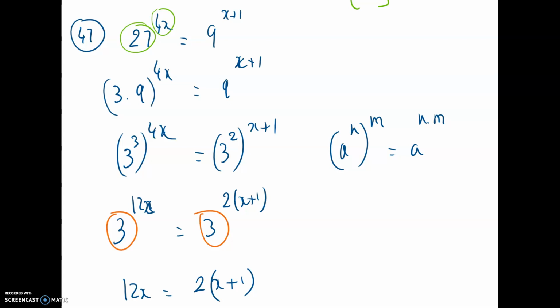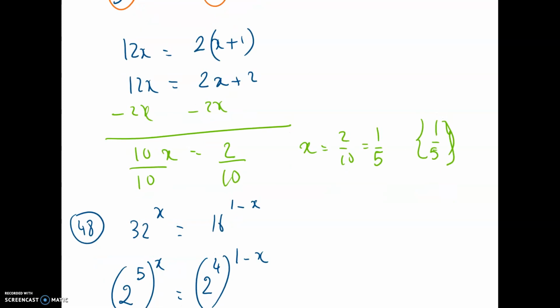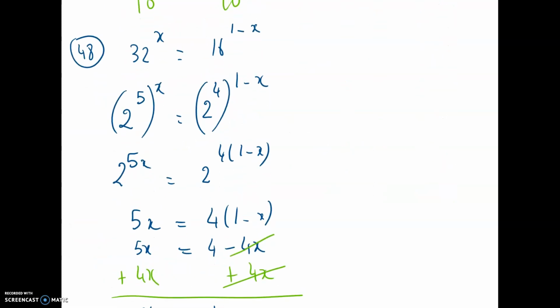So you need to change gears and try to find another way to express the same base on both sides. You can see that 27 is a power of 3, which gives 3 cubed to the left, and 9 will be 3 squared. Using your rule of exponents, you are finally able to have the same base, and so now you're able to equal the exponents, and you end up solving a linear equation very easily to find x equal 1/5. Problem number 48, we have 32 to the x equals 16 to the 1 minus x.